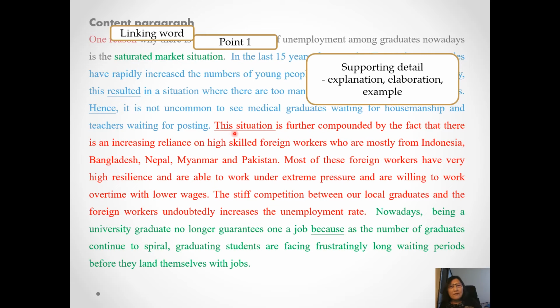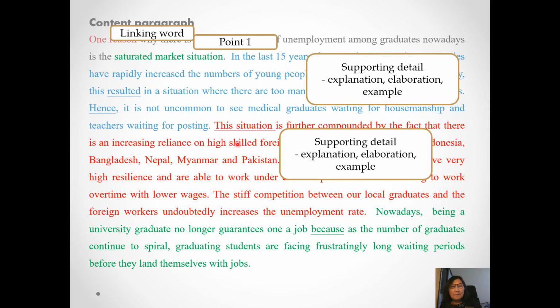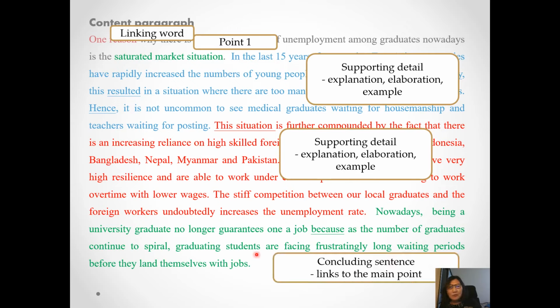I also give a second supporting detail here. This second supporting detail is also supported with explanation, elaboration, and example. After that, I have the last component, which is the concluding sentence. This concluding sentence is linked to the first main point here. Again, in this content paragraph, I have used different types of linking words to link the ideas together into a coherent content paragraph.